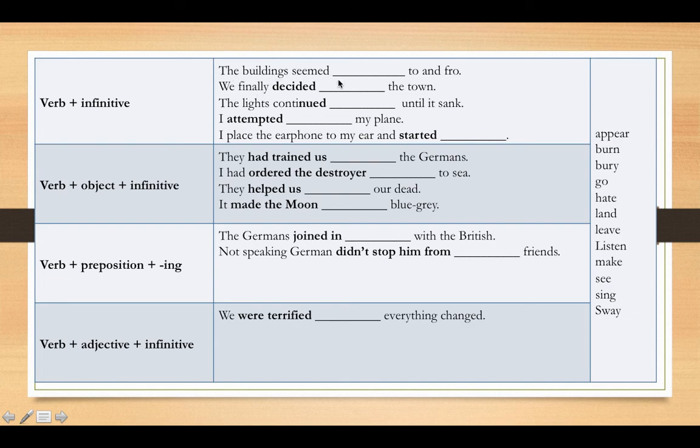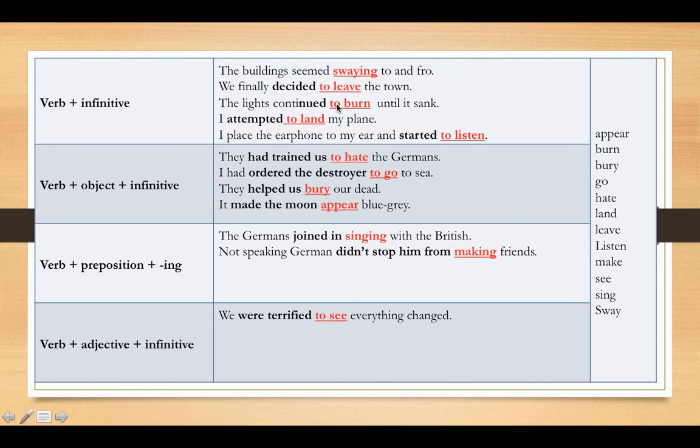So the building seems what? Seem to. I guess this one: the building seems to sway, to sway to and fro. And we finally decided to leave. So, to leave. I have the answers at the end, so you can see the example and check the answers by yourself.